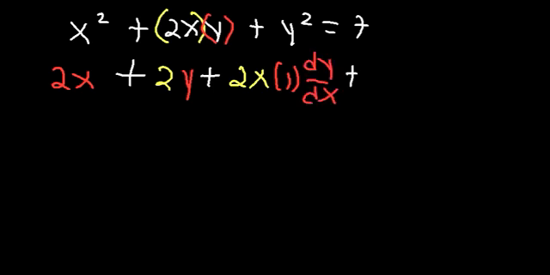So now let's move on to y squared. The derivative of y squared is 2y times dy/dx. And the derivative of a constant is 0. Now notice that we have 2 dy/dx, so we're going to have to factor it out.